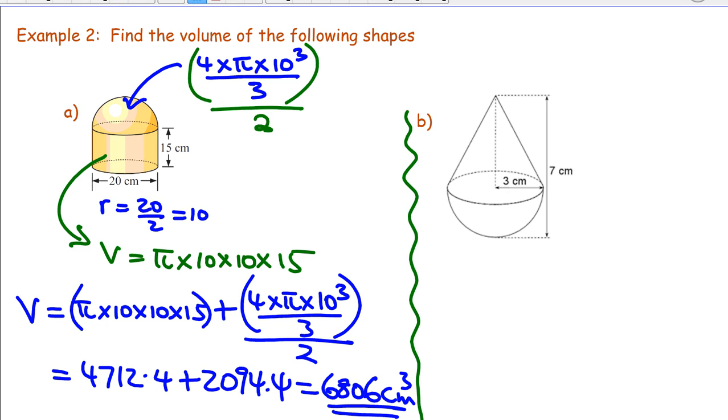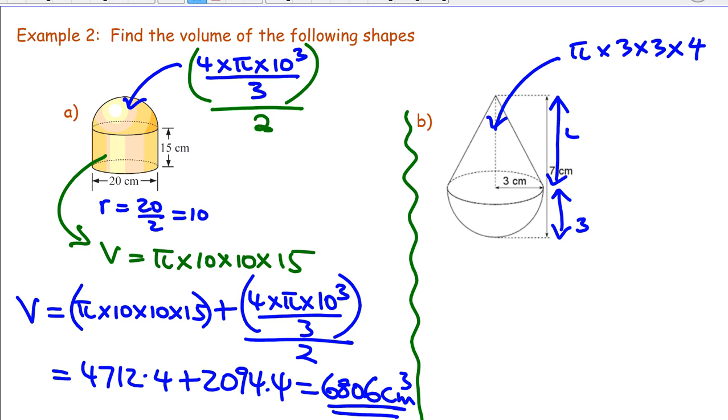For B, we'll work it out the same way. So here, what I have is a cone. Now the volume for a cone is pi multiplied by 3 multiplied by 3 multiplied by 4, because the height is 4. Remember, from here to here will be 3, so from there to there will be 4, to make it 7. So that divided by 3 will give me the volume of the cone.